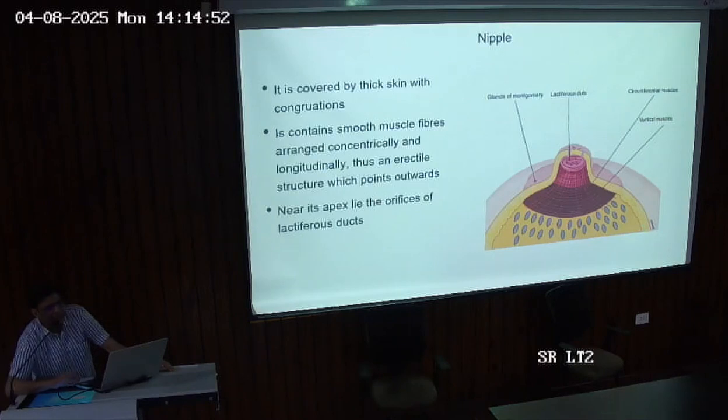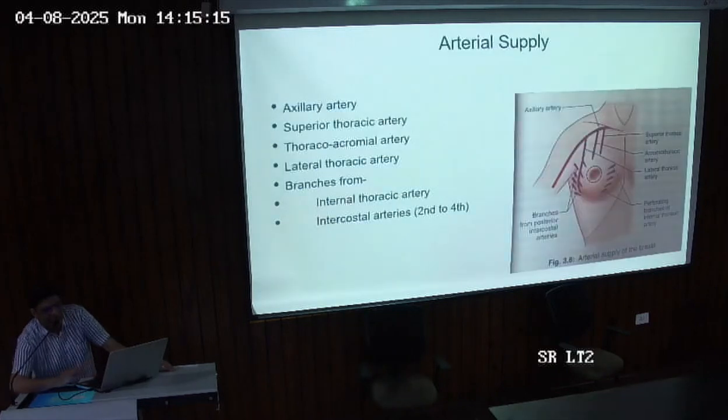Now, how are the muscles arranged in the nipple? The nipple is covered by a thick skin with corrugations. It contains smooth muscle fibers arranged circumferentially, and longitudinal muscle fibers arranged vertically. Near its apex lie the orifices of the lactiferous ducts, and that's why it's a protuberance or protruding structure.